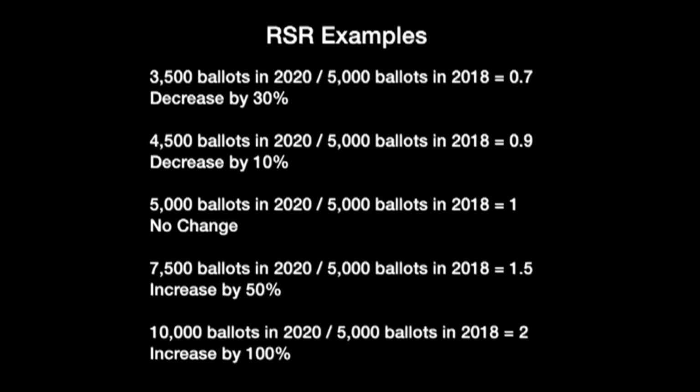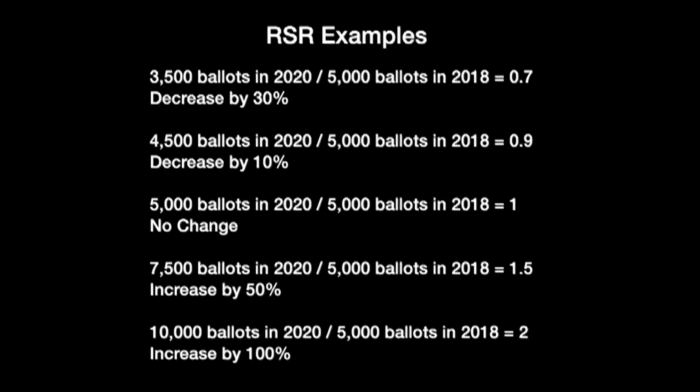Okay, so I have some simple examples here. Let's say that you had 5,000 ballots in 2018 in an area, a li, and you got 3,500 the next time in 2020. So you take 3,500, you divide by 5,000, and you get 0.7. So that means you got 70% of what you got last time. So that's a decrease in 30%. Next example is 4,500 in 2020 divided by 5,000 in 2018. That will give you a value of 0.9, which means you have a decrease in 10%.